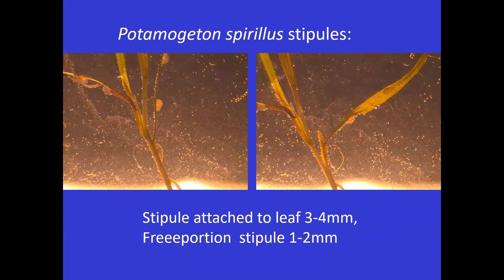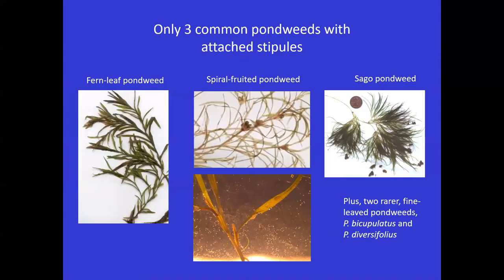Just to finish up with Potamogeton spirillus or spiral fruited pondweed, the stipule is attached for just a few millimeters and the free portion is only 1 to 2 millimeters. So these are small features and it would always help to have a hand lens. Okay, next. So there are only 3 common pondweeds with the attached stipule. And that includes fernleaf pondweed that we talked about before, the spiral fruited pondweed, and the sago pondweed.